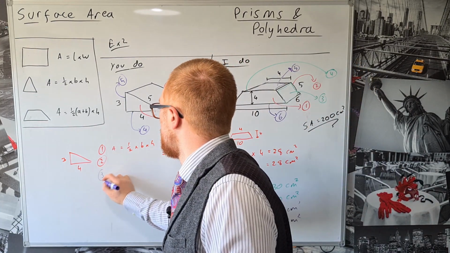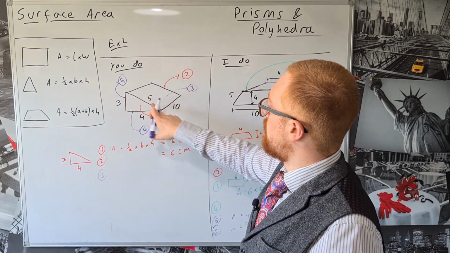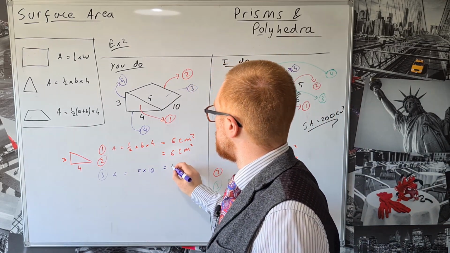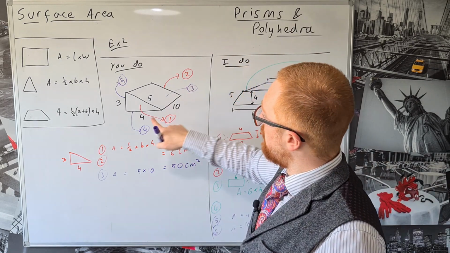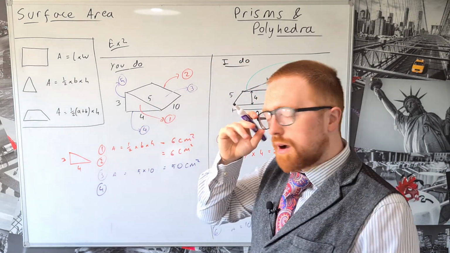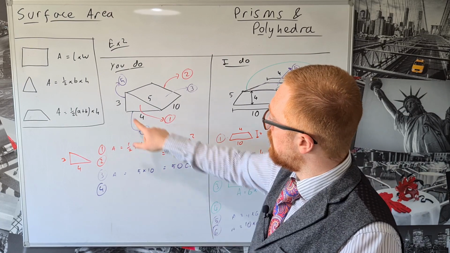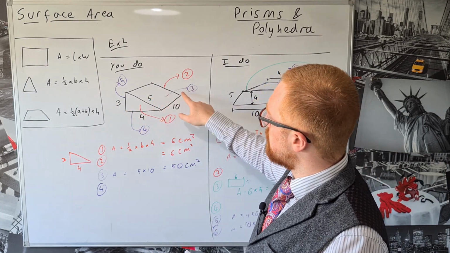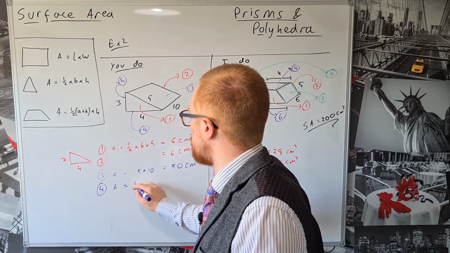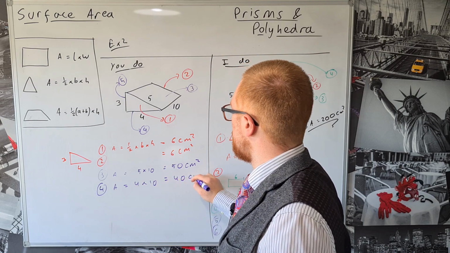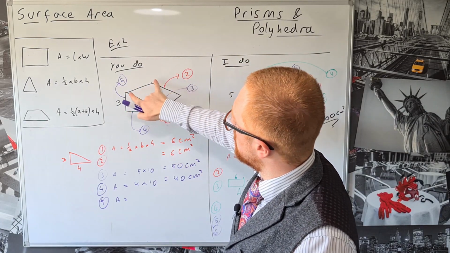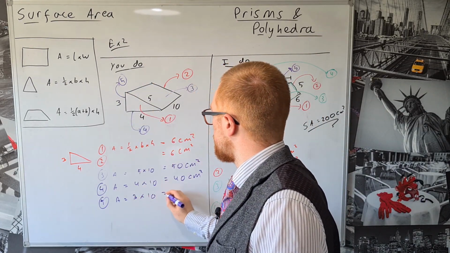Let's have a look at number 3 then. So number 3 is this front face. That's a 5 by 10 rectangle. 5 times by 10, which is 50. Now let's have a look at number 4, the bottom face. Now this rectangle on the bottom, this one's quite hard because you can't see it at all in this shape. But it's going to be a rectangle. It's going to be 4 wide by 10 long. So you get the area is 4 times 10, which is 40. And number 5, the area is going to be 3 times by 10, because that's also a rectangle.